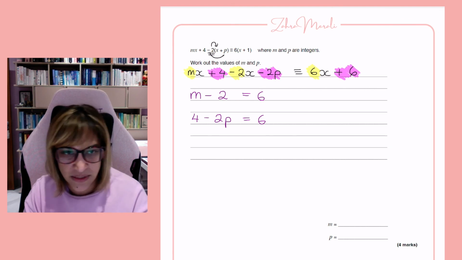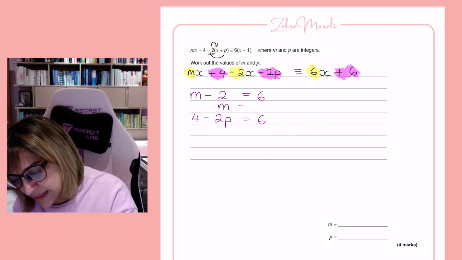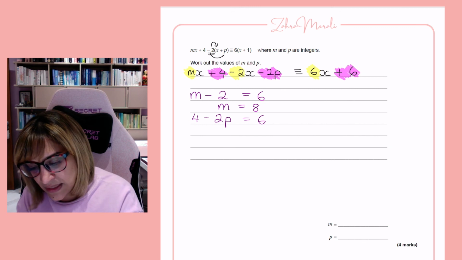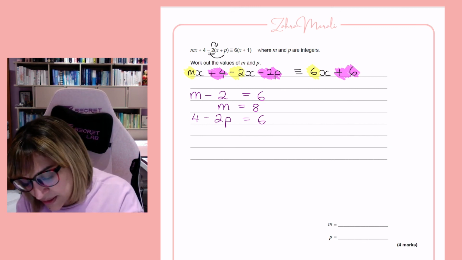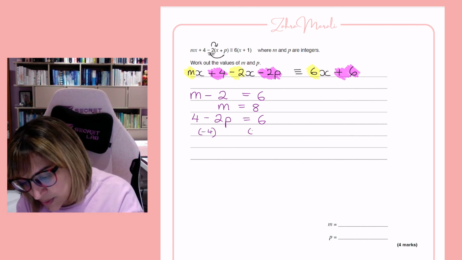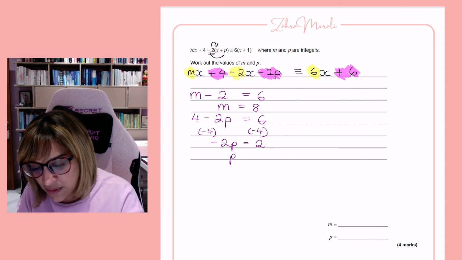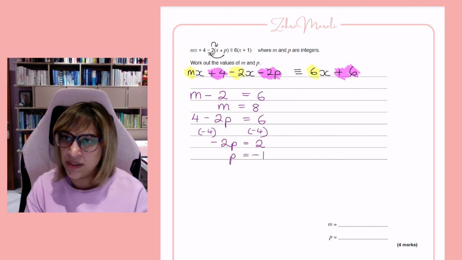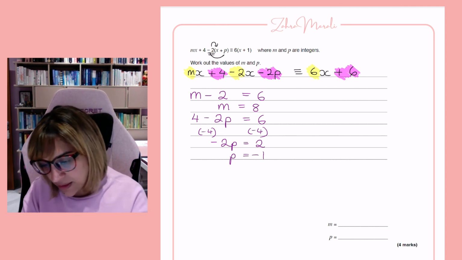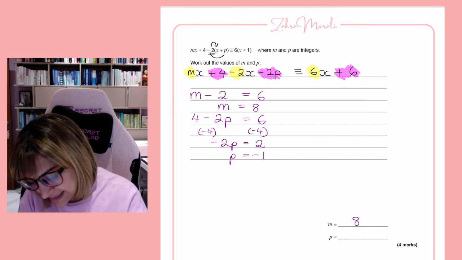So the first one's going to give us m equals 8 by adding 2 on both sides. Here we've got to do minus 4 first from both sides, so we get minus 2p equals 2, so p equals minus 1 when I divide by minus 2. Go back and fill out, so 8 and minus 1.